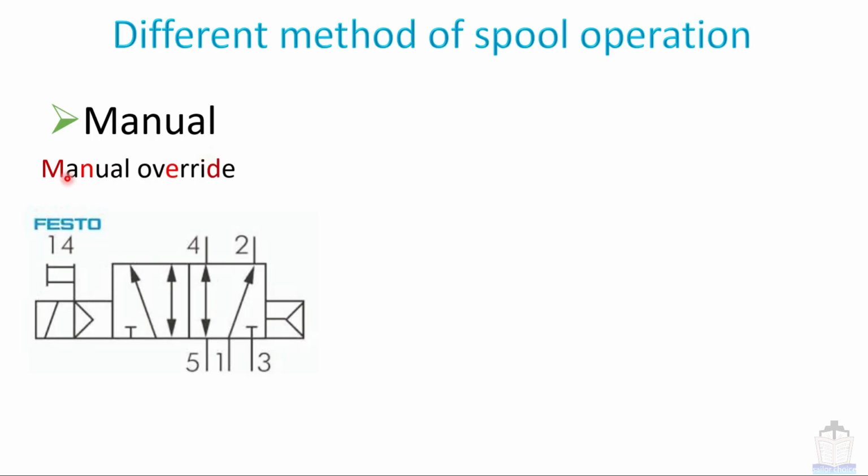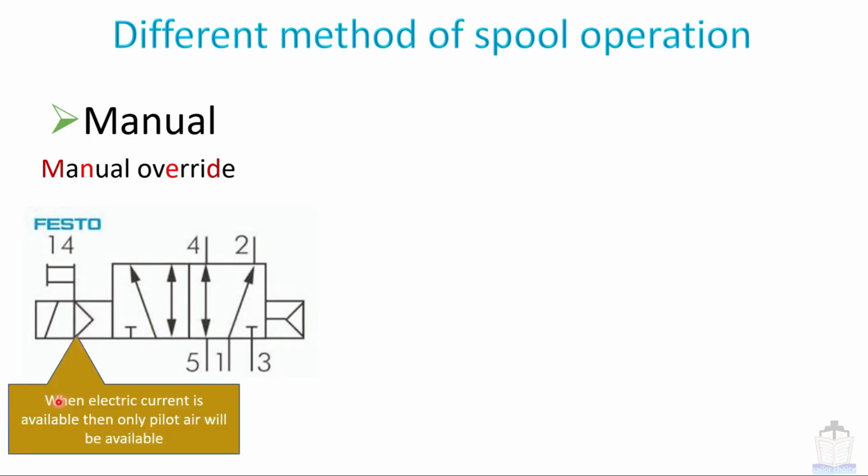So that is called the manual override, and the graphical symbol of this manual override is this one. Here you can see a white triangle present, and here also a white triangle present but with this line. The meaning of this white triangle is that when electrical current is available, only then will pilot air be available. I told you before that this is the symbol of electrical. First the solenoid will energize, then pilot air will be available.